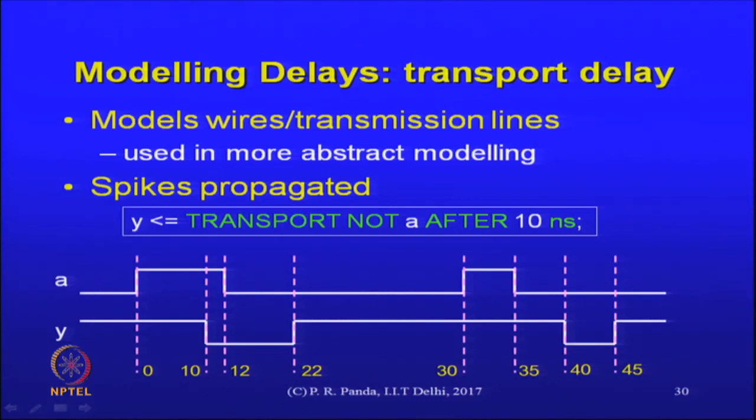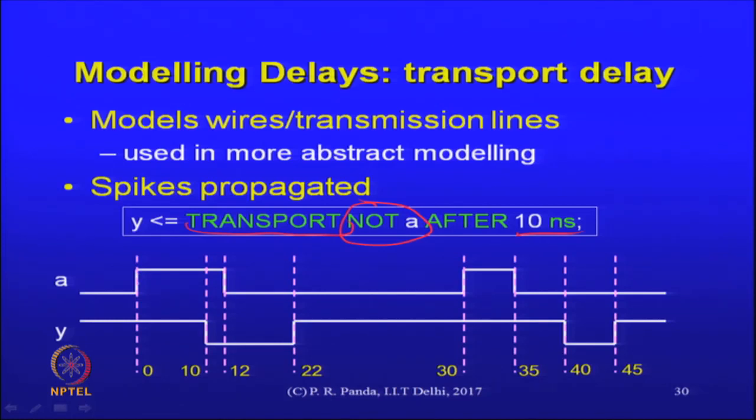The essence of the inertial delay was that if the input is changing too fast, considering what the propagation delay is, then the spikes are absorbed; you do not see the spikes in the output. But in transport delay those spikes are visible. So, this is an example: y takes the value of transport, that is the keyword that is used, and the functionality is not A after a delay of 10 nanoseconds, but the presence of the transport keyword makes this difference.